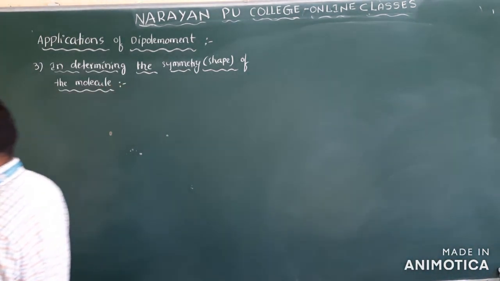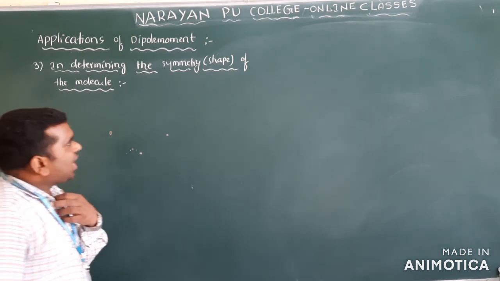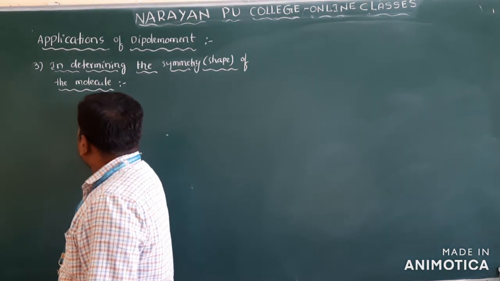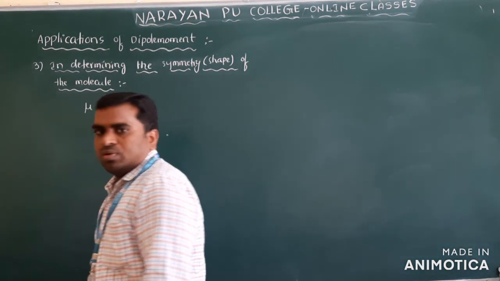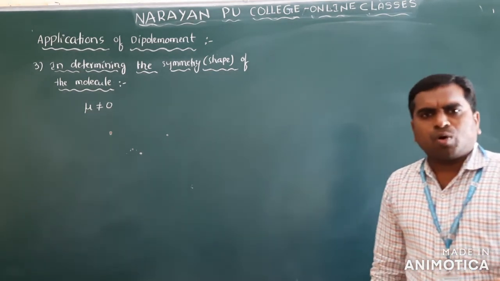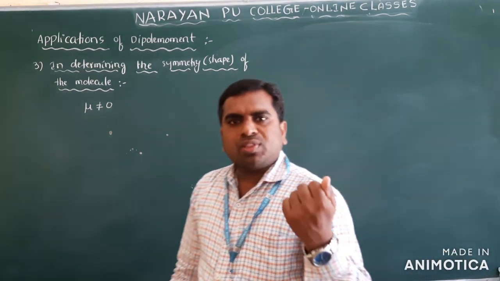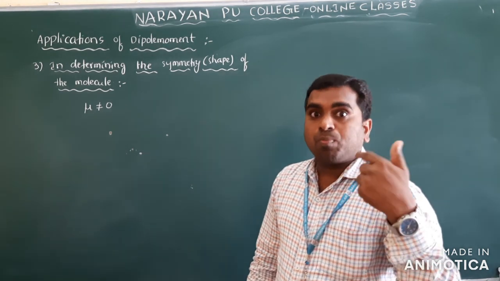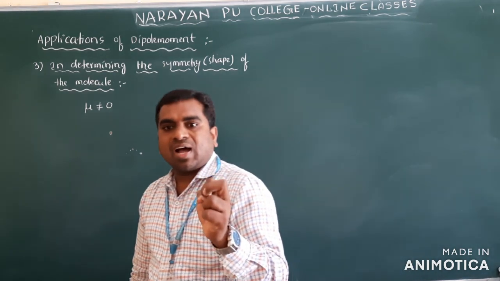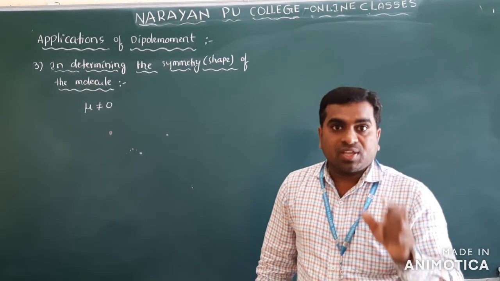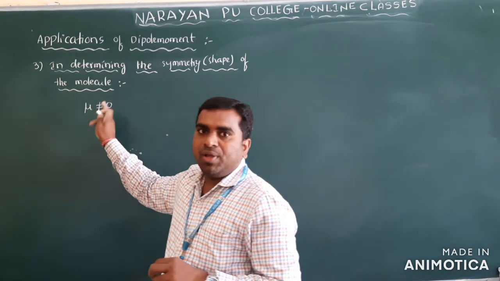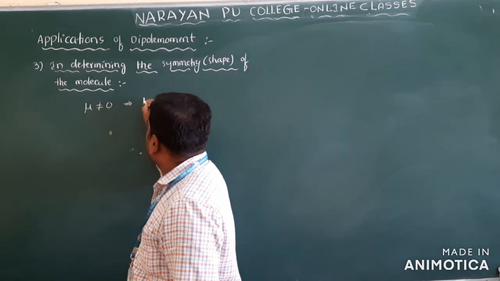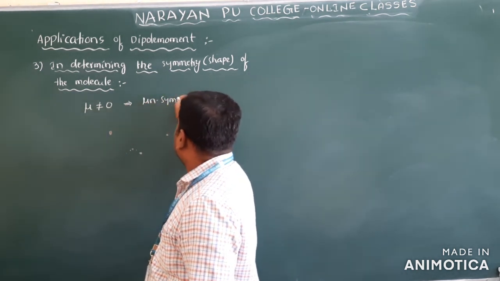The next one is the third application: determining the symmetry or shape of a molecule. It is simple. If mu is not equal to 0, clear? Some compounds have 2 or more polar bonds, and if the dipole moment is not equal to 0, those compounds are not symmetrical. Those molecules are called unsymmetrical molecules.